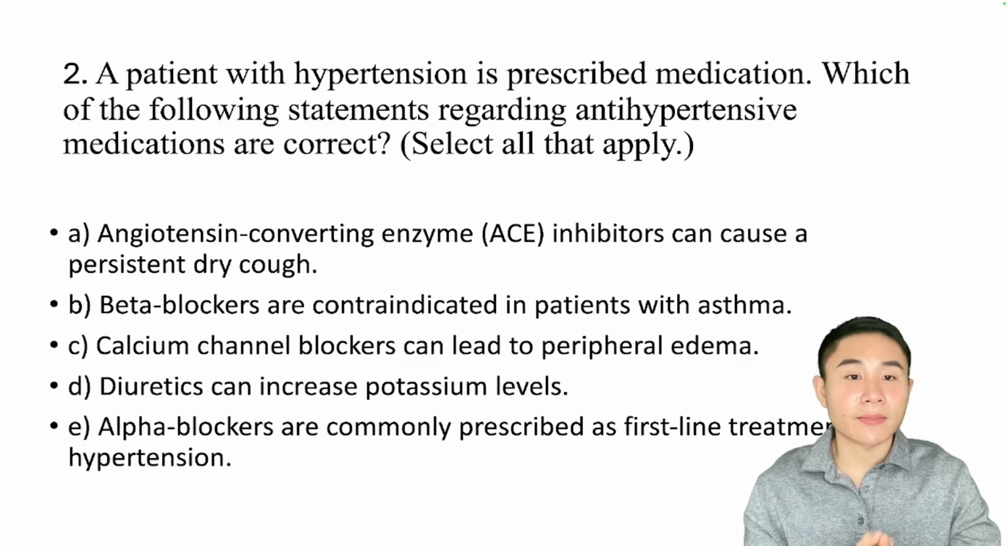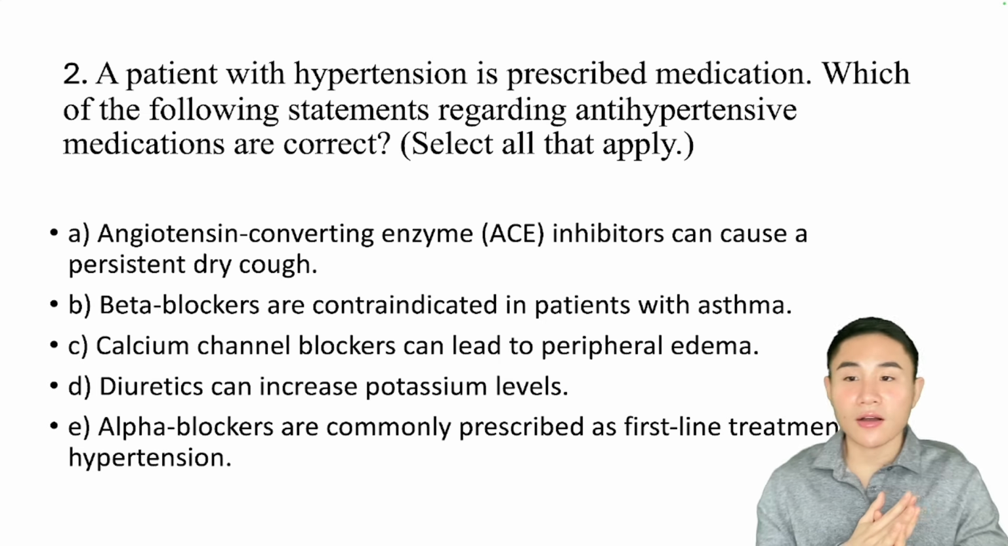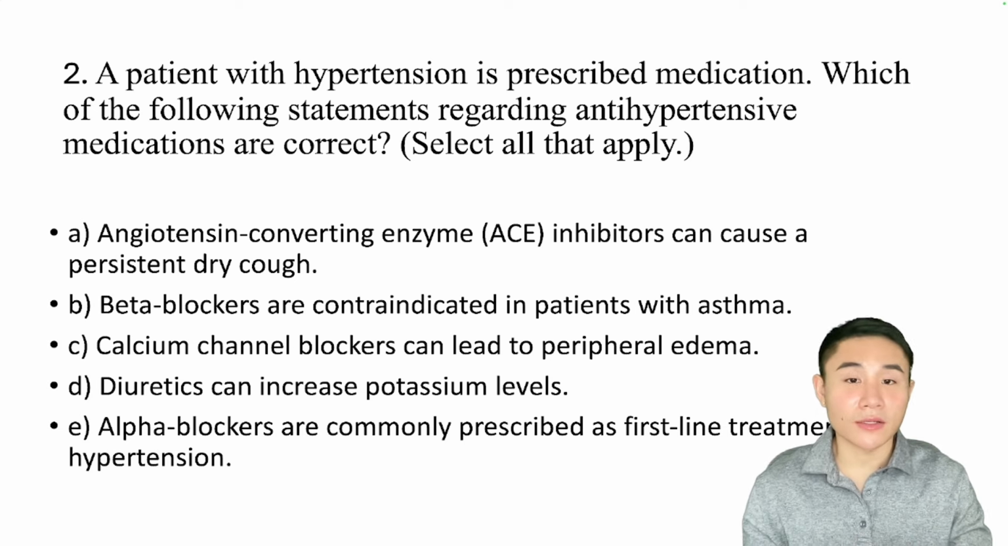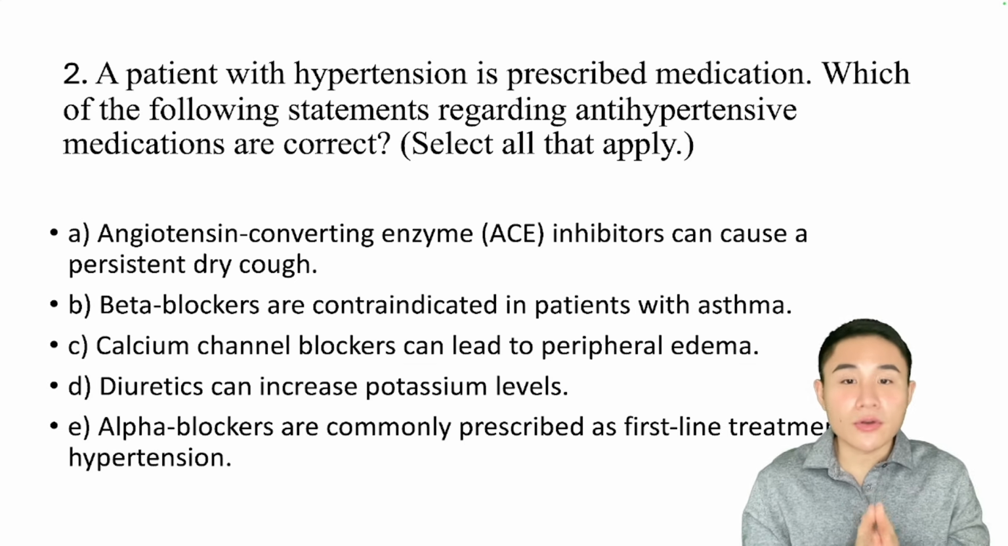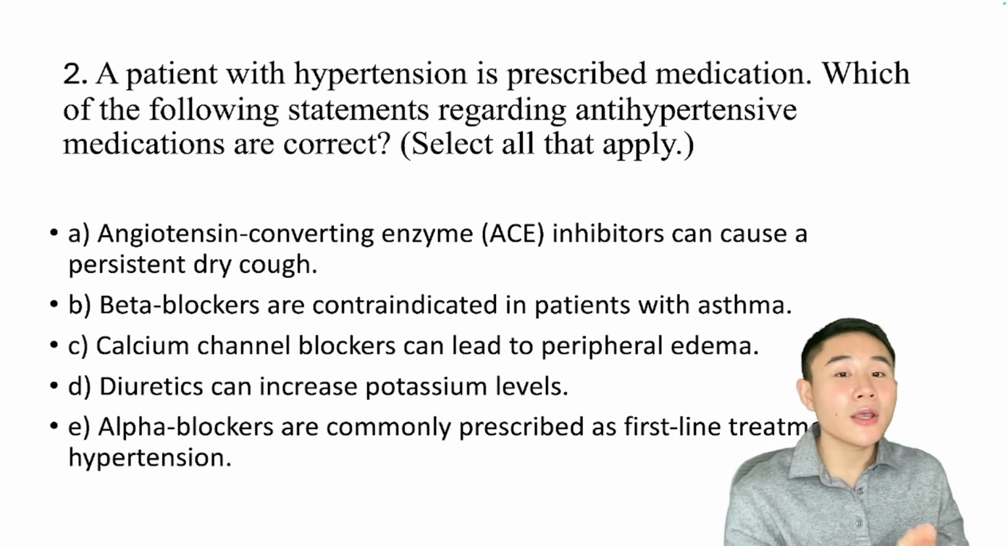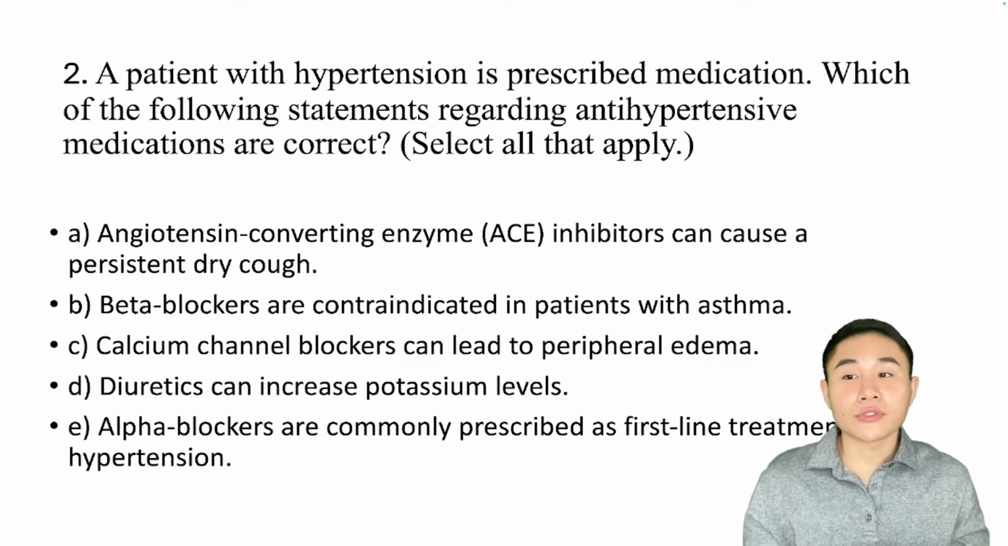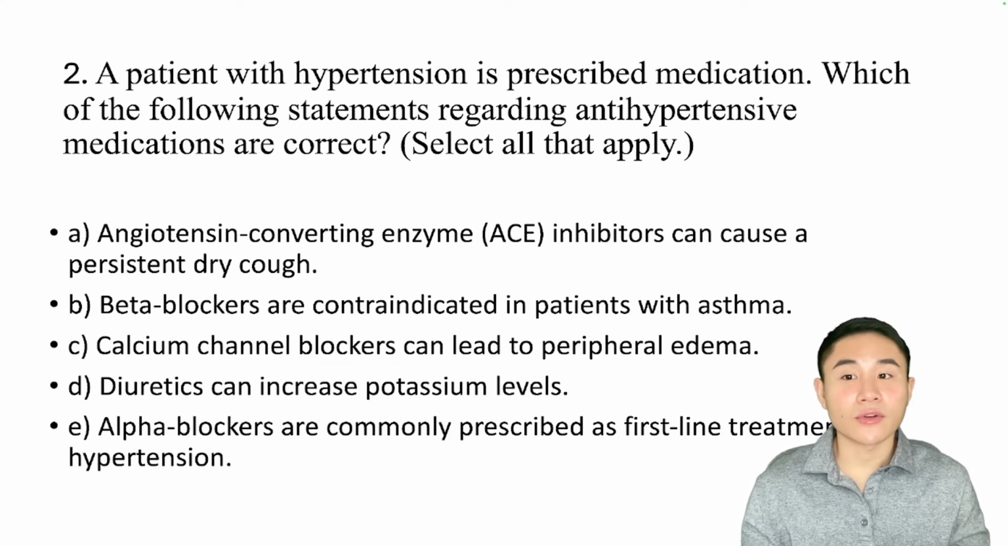Angiotensin converting enzyme (ACE) inhibitors can cause persistent dry cough. Yes, this is so common. This is a known fact in nursing school and pharmacology. We know that these medications, the ACE inhibitors that end in -pril, usually come with a dry cough. That's their biggest side effect.